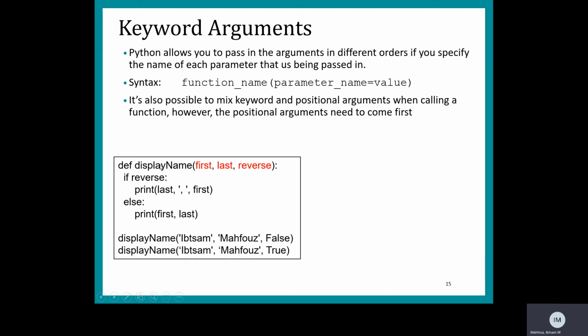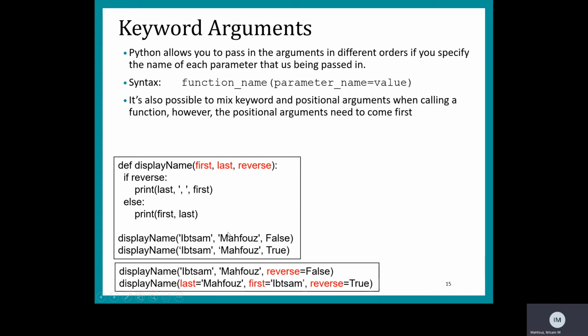Now, here I want to call the display name function. So I'm going to give it my first name, my last name, and I don't want it to be reversed, so I'm going to say false. And so this is going to print my first name and then the last name. Now, if I say I want you to print me my first name, last name with true, it's going to print my last name, comma, first name. This is how we learned how to do it. This is kind of the easiest way.